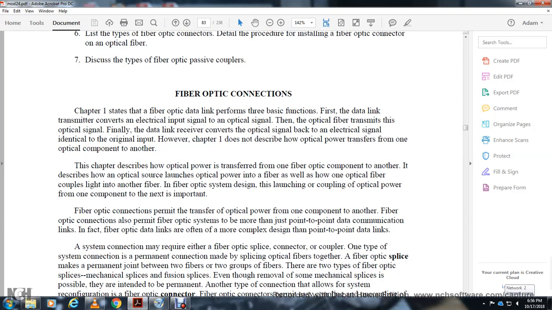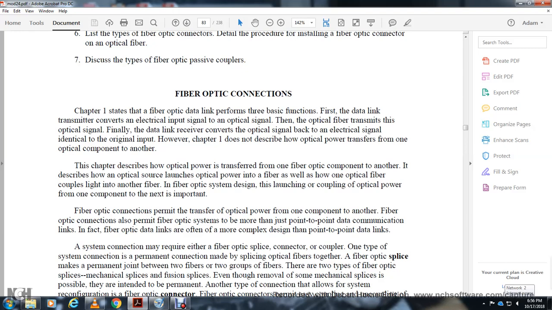with the basic data link transmitting the electrical input as an optical signal. The fiber transmits the optical signal along the data link to the receiver, which converts the optical signal back to an electrical signal identical to the original input. However, Chapter 1 does not describe how the optical power transfers from one optical component to the other.